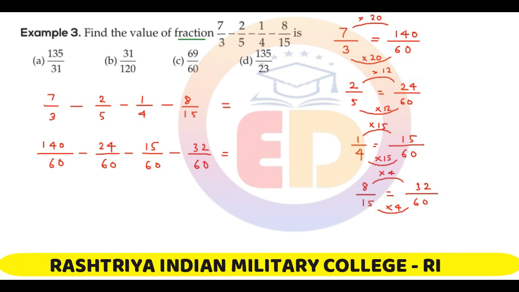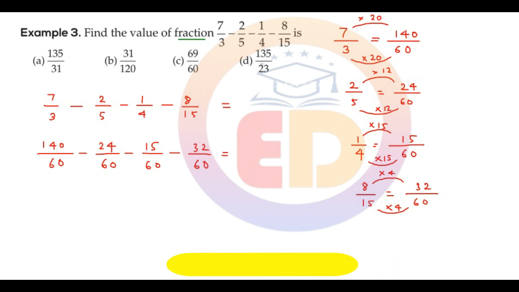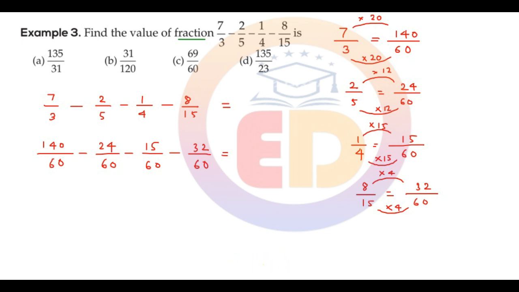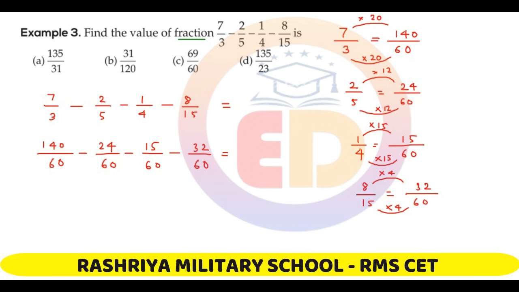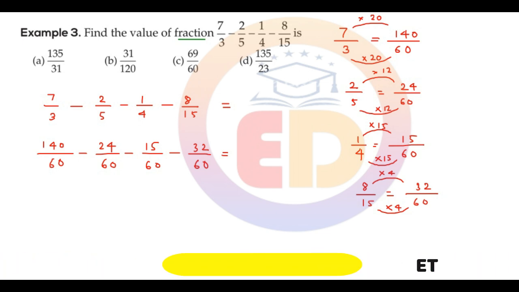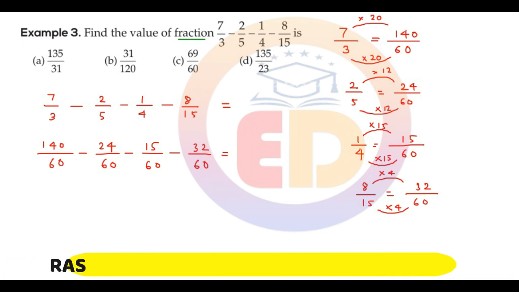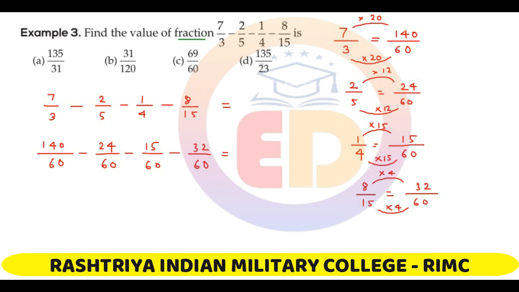Now all the denominators are 60. So now they are like fractions. And now when we are subtracting, since all the denominators are the same, the common denominator of the answer will also be 60.